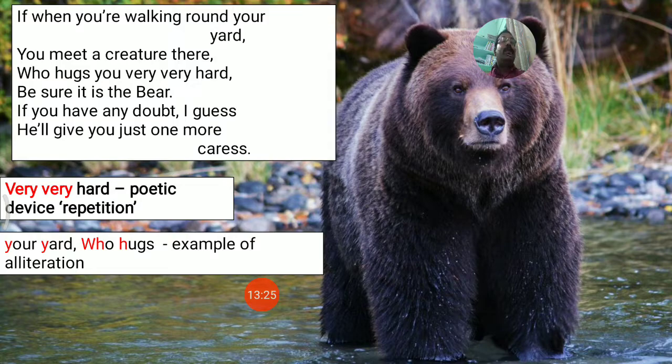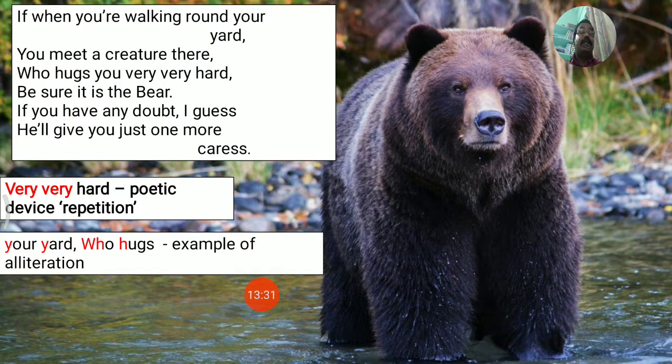Then you are moving, strolling forth, even, and you are in sight of another creature. The poetess is telling you how to identify a bear. So if, when you are walking around your yard, you meet a creature there who hugs you very, very hard, be sure it is the bear. If you have any more doubt, I guess he will give you just one more caress.